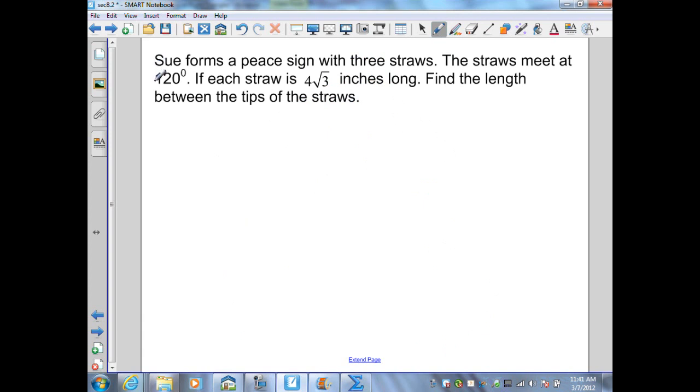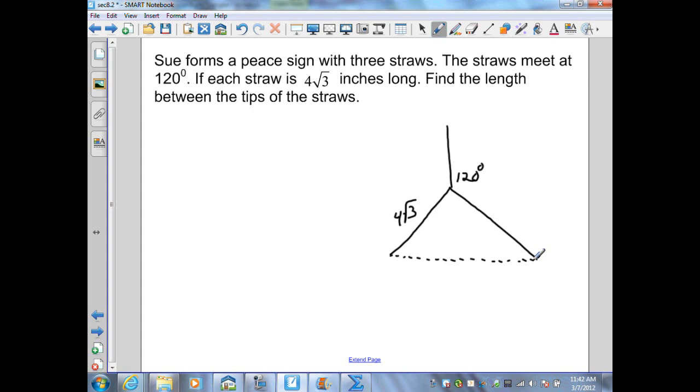The straws meet at 120 degrees. Each straw is 4 square roots of 3 inches long. Find the length between the tips of the straws. A peace sign without the circle looks like this. It's stated in the diagram that I have an angle formed by the straws of 120 degrees for each of these angles. I know the length of a straw is 4 square roots of 3, and I need to determine the distance between the tips of the straws.